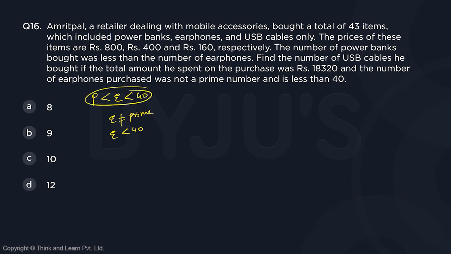Okay, let's take a look at it. So we have P plus E plus U, power bank plus earphones plus USB. Total should be equal to 43. And the price of these three: this is 800, this is 400, and this is 160. So 800P plus 400E plus 160U should be equal to 18,320. So let's cancel out the zeros.